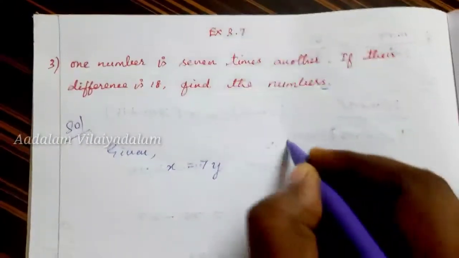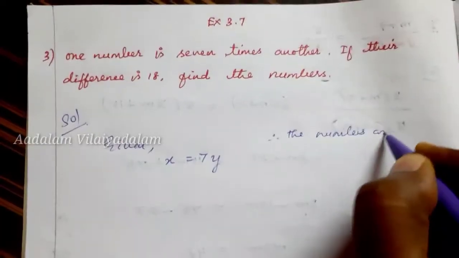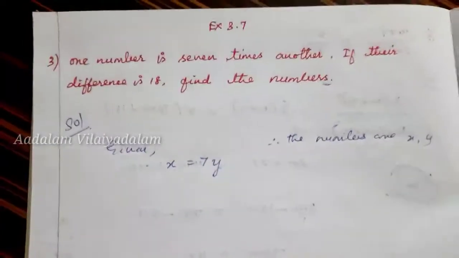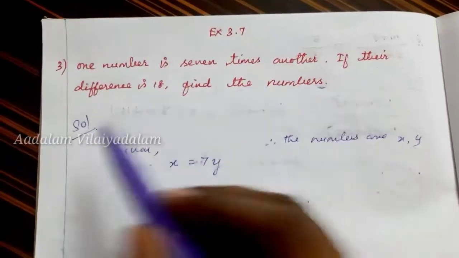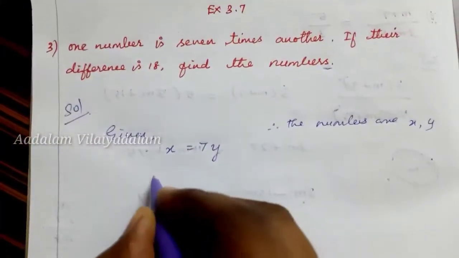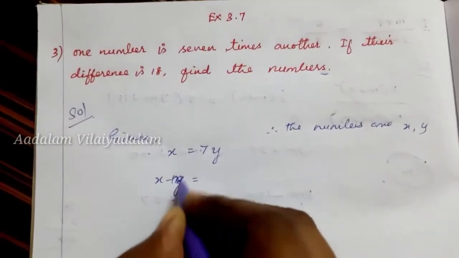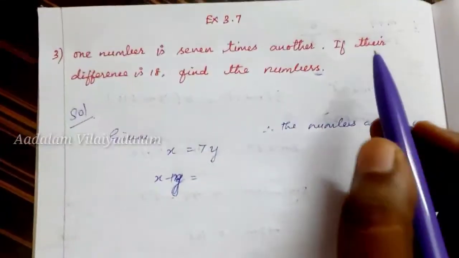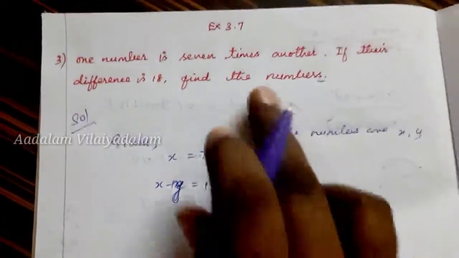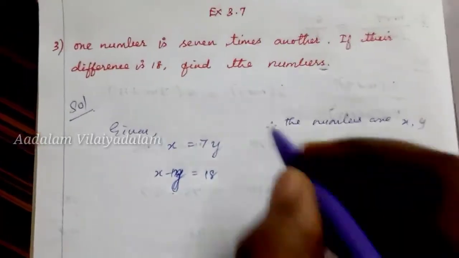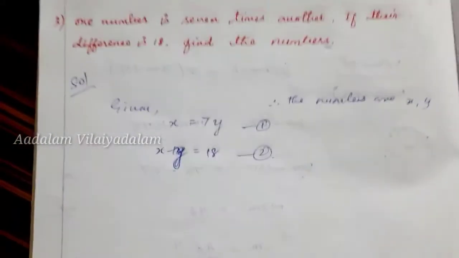So the numbers we have taken are x and y. Then if their difference is 18, which means x minus y equals 18. Find the numbers. So let us take these as equation 1 and equation 2.